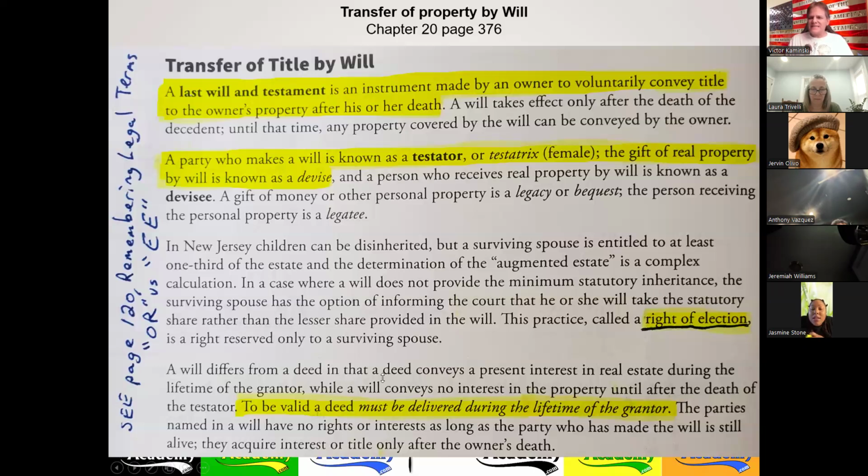A will differs from a deed in that a deed conveys your present interest during the lifetime of the grantor, while a will conveys no interest in the property till after the death of the testator. To be valid, a deed must be delivered during the lifetime of the grantor. Because when does the transfer of ownership take place? Upon delivery and acceptance of the deed itself. Deeds must be signed by the seller, but they don't need to be dated or signed by the buyer, and it'll still be valid.